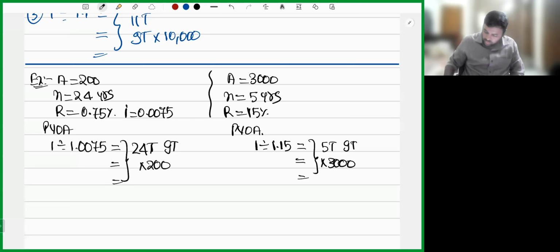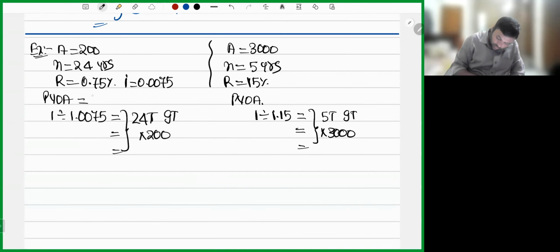If you see, what you'll get as the answer for the first example: 1 divided by 1.0075 equal to symbol 24 times. 1, 2, 3, 4, 5, 6, 7, 8, 9, 10, 11, 12, 13, 14, 15, 16, 17, 18, 19, 20, 21, 22, 23, 24. Grand total into A, which is 200. So we have 4,377.82. So in the first case, the answer is 4,377.82.